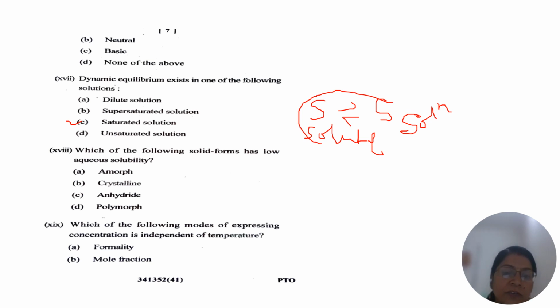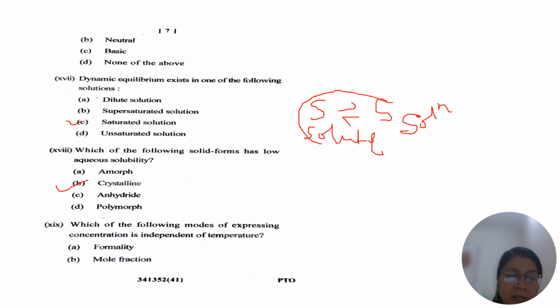The next question: which of the following solid forms has low aqueous solubility? As you know, polymorph is something different. Among amorphous and crystalline, amorphous has more solubility and crystalline has lower aqueous solubility. And in the case of anhydrates and hydrates, anhydrates have more aqueous solubility. So the answer will be crystalline, because it has low aqueous solubility compared to the other forms of the solid.